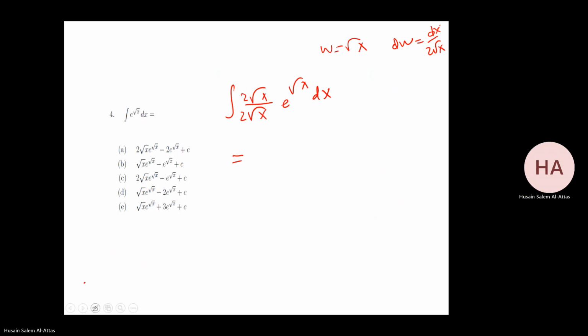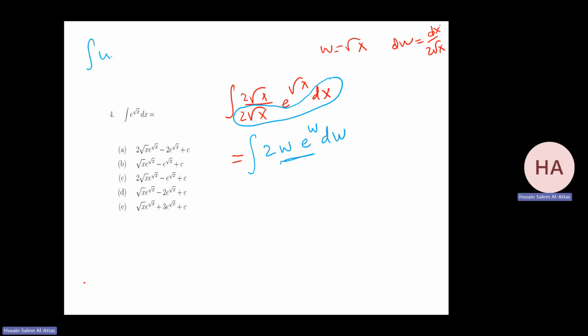Now, let me do another color. So this is my dw. I have the integral of 2w e^w dw, and this is where I need integration by parts. I know the integral of w e^w dw will be w e^w minus e^w plus C. You can check it easily.